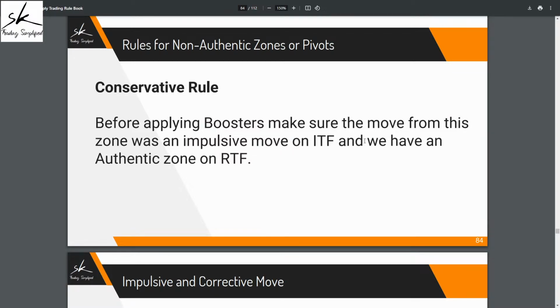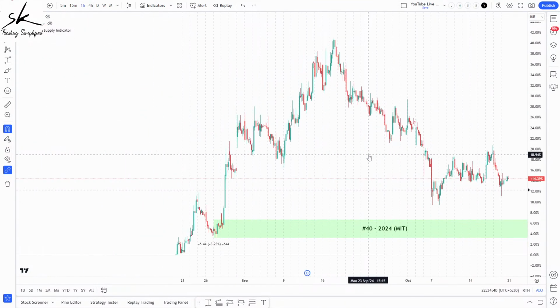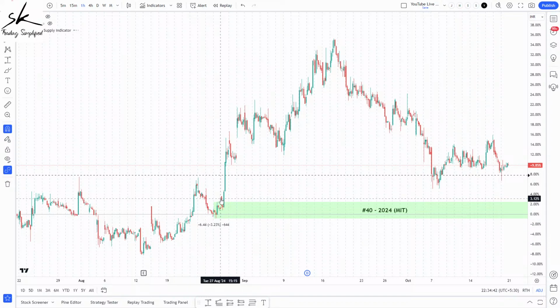And the second condition is we also want to have an authentic zone on the refining time frame, which means on the refining time frame, I need a rally based rally structure, which is missing in this case. You can see if I zoom out, we do have a drop based rally, but we don't have a rally based rally structure. So technically, if I go with the aggressive rule, this is qualified for me. But if I go with the conservative rule, this is not qualified for me.